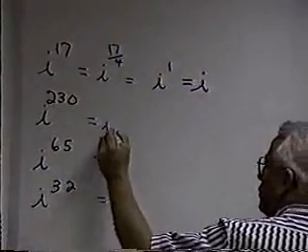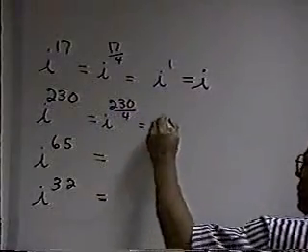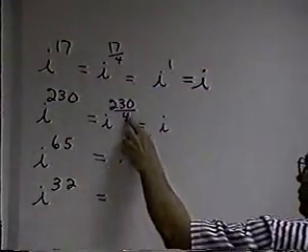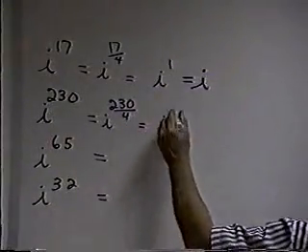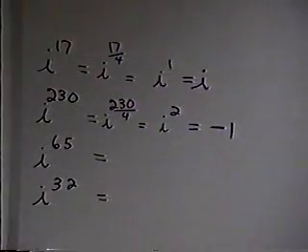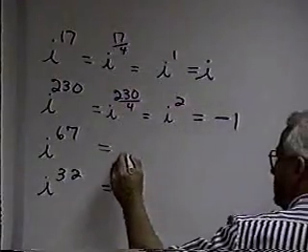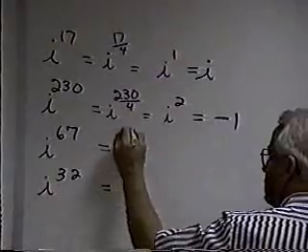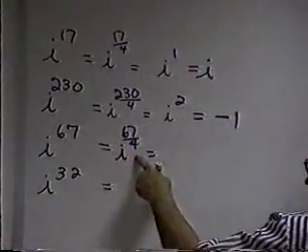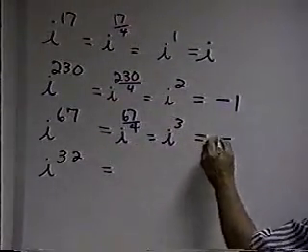Right? I to the 230, I divide 230 by 4. 4 going into that, 5 times? Carry the 3, 4 going into 37 with a remainder of 2. So the answer is i squared, and we know that to be a minus 1. Okay, i to the 67. That would be 67 divided by 4. 4 going into 67, 16 times with the remainder of 3. And i to the third is minus i.